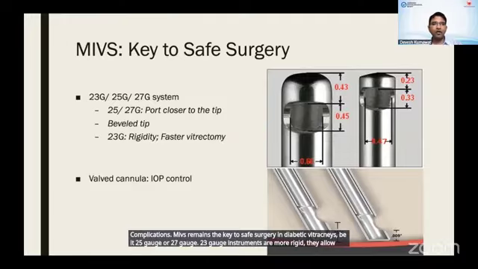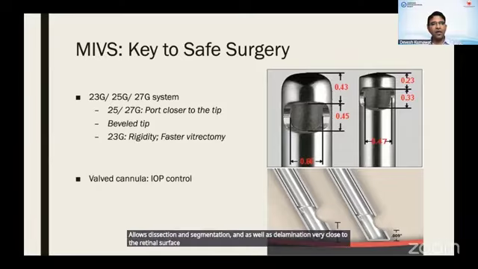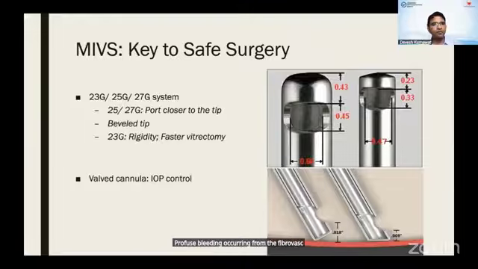They allow for faster vitrectomy, but 25 and 27 gauge have ports which go very close to the tip, and bevel tips, if they are there, allow dissection, segmentation, as well as delamination very close to the retinal surface. Valve cannulas, the importance cannot be highlighted enough, because intraocular pressure control is very important in these surgeries. Otherwise, with a sudden collapse, you can have profuse bleeding occurring from the fibrovascular proliferations.